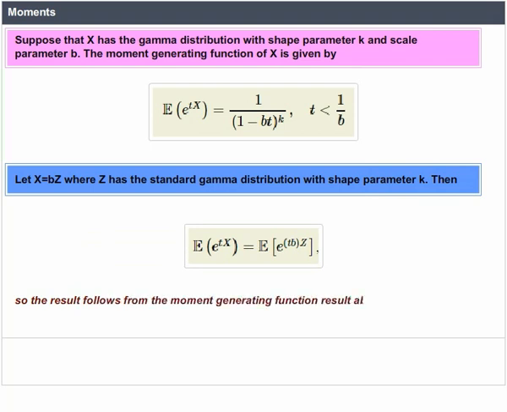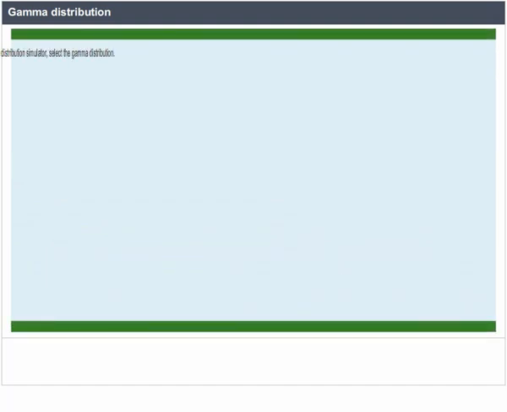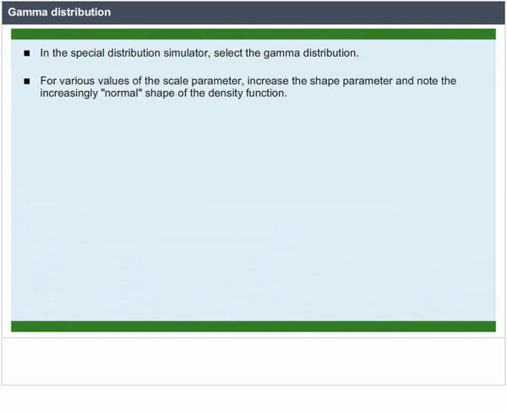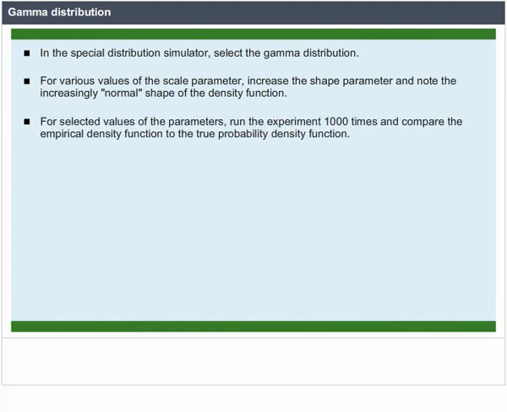Gamma distribution. In the special distribution simulator, select the gamma distribution. For various values of the scale parameter, increase the shape parameter and note the increasingly normal shape of the density function. For selected values of the parameters, run the experiment 1000 times and compare the empirical density function to the true probability density function. The gamma distribution is a member of the general exponential family of distributions.